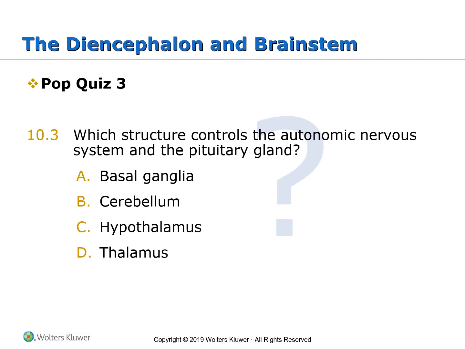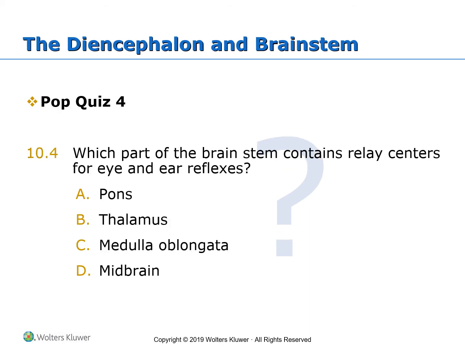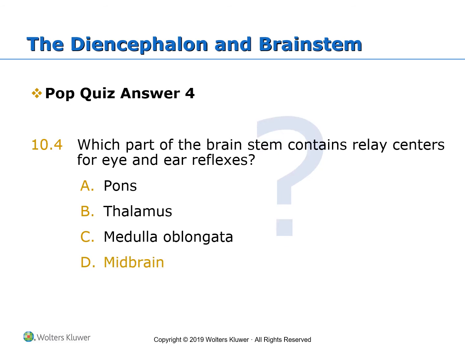Question number 3. Which structure controls the autonomic nervous system and the pituitary gland? The options are basal ganglia, cerebellum, hypothalamus, and thalamus. The structure that controls the autonomic nervous system and the pituitary gland is the hypothalamus. Question number 4. Which part of the brainstem contains relay centers for eye and ear reflexes? The options are pons, thalamus, medulla oblongata, and the midbrain. The part of the brainstem that contains the relay centers for eye and ear reflexes is the midbrain.